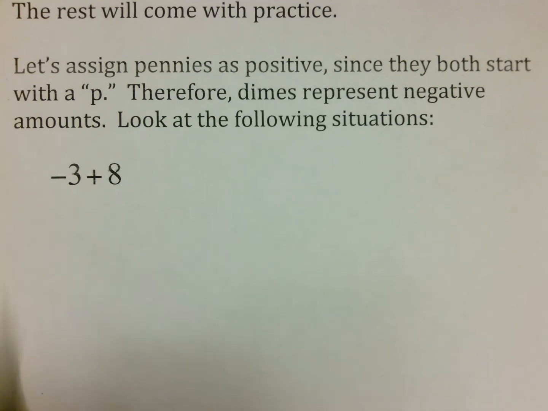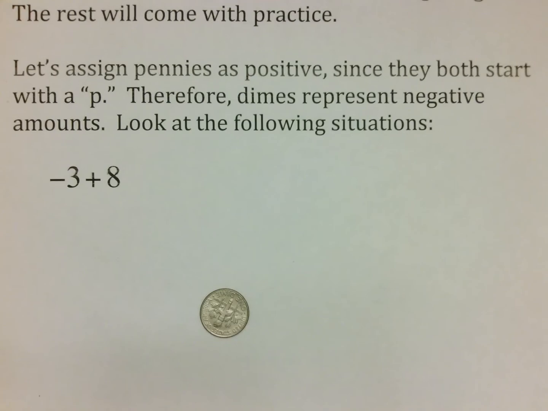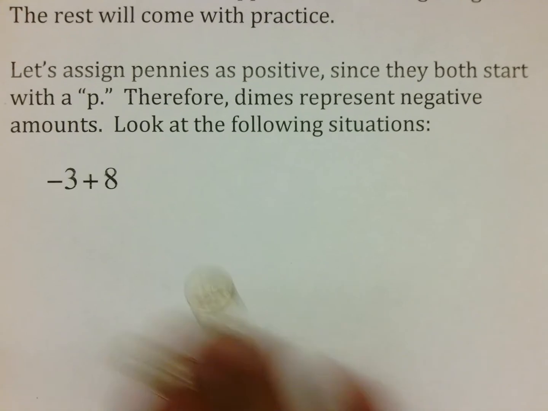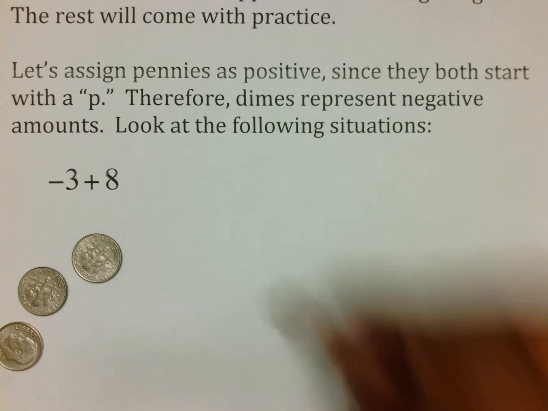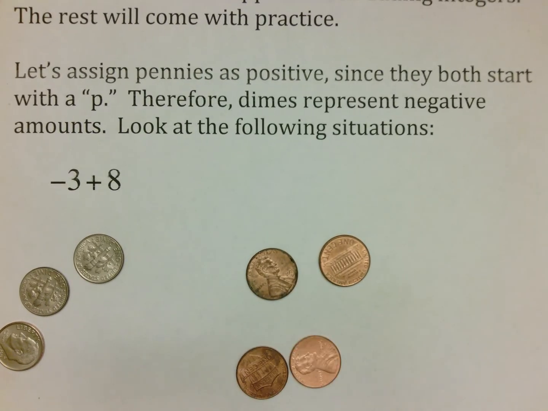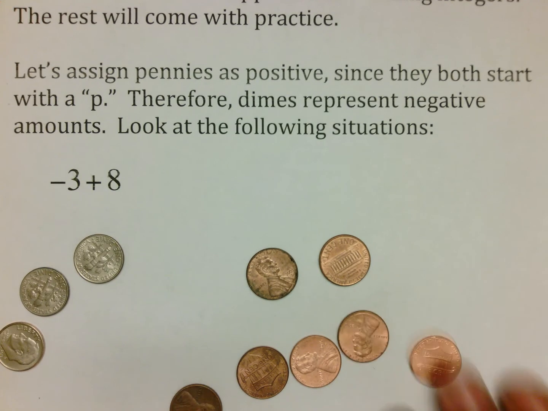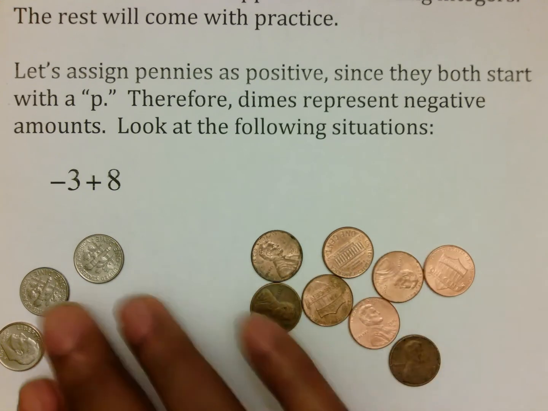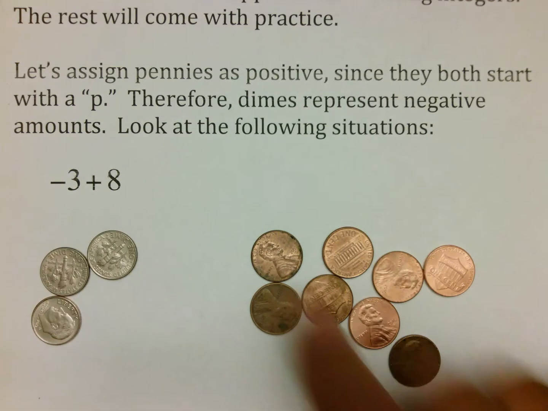So if we have this problem here, we have negative 3 plus 8. That is a negative 3, so that means we have 3 dimes. This feels like Sesame Street here. Plus 8, which is 1, 2, 3, 4, got a lot of money here, 5, 6, 7, 8. So you've got 3 dimes, I hope, on the screen, and 8 pennies.